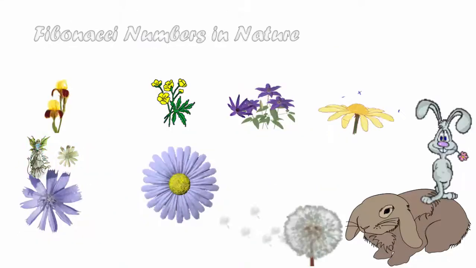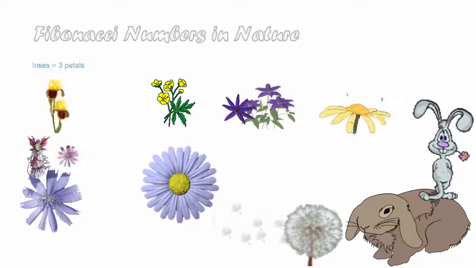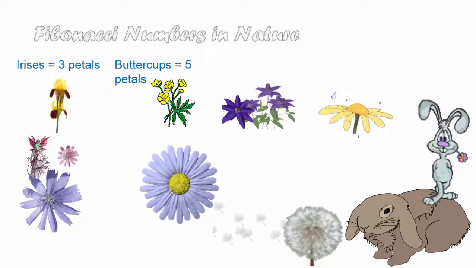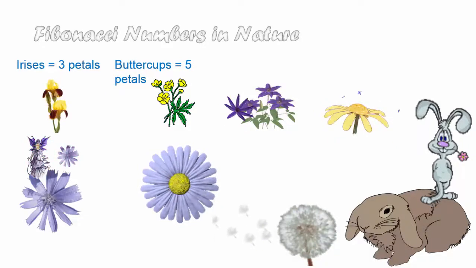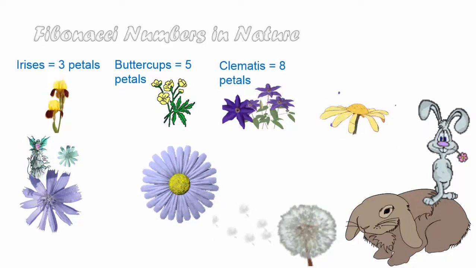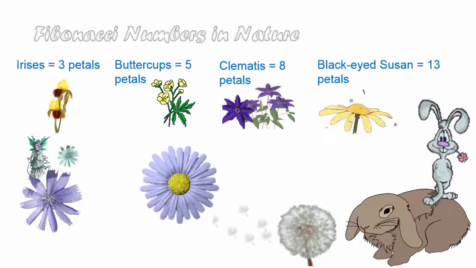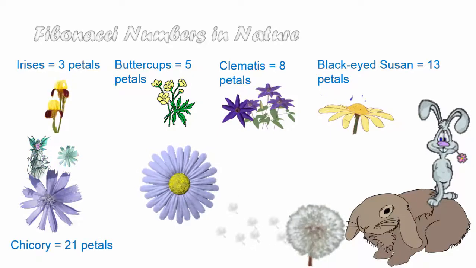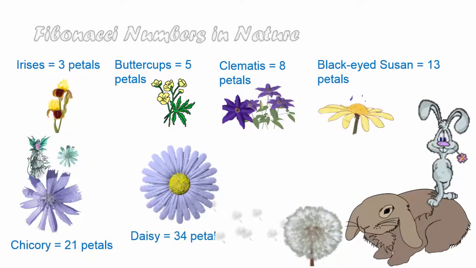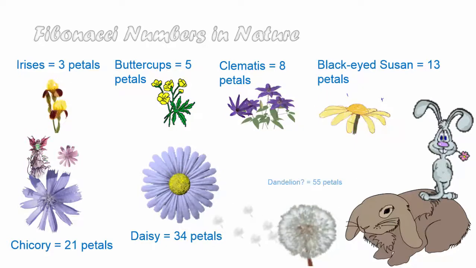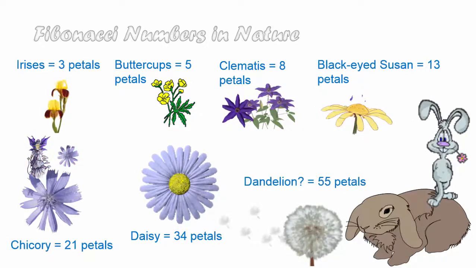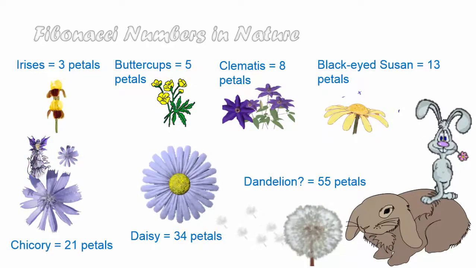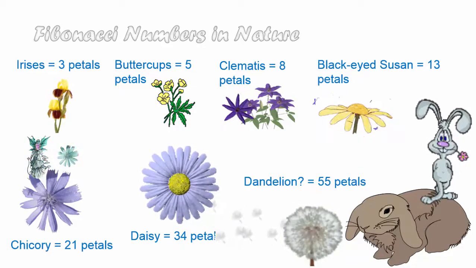Now, Fibonacci sequences are found a lot in nature. So, for example, irises have 3 petals, buttercups have 5 petals, clematis have 8 petals, black-eyed Susans have 13 petals, chicory has 21 petals, daisies have 34 petals, and dandelions, well, I'm just guessing, 55 petals. And as you see, these are all numbers that occur in Fibonacci's sequence.